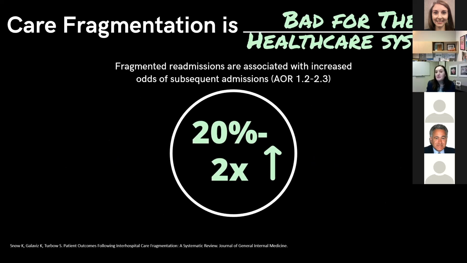Increased risk of readmission is probably the outcome that has one of the most consistent associations with fragmented readmissions. And so what we're talking about is an index admission, a readmission somewhere else. And so we're talking about the odds of a 3rd readmission. In our systematic review, the odds of a 3rd readmission were about 20% higher to 2 times as high in fragmented readmissions compared to non-fragmented readmissions.